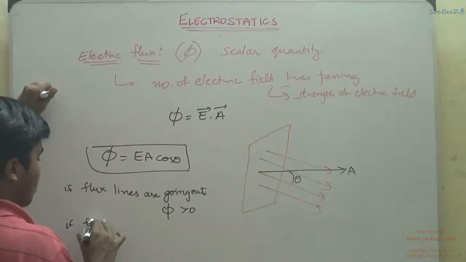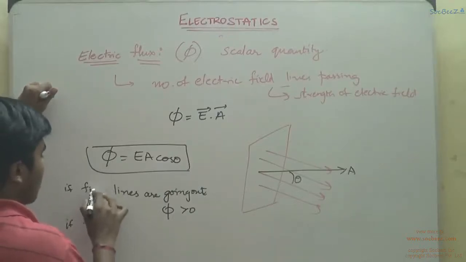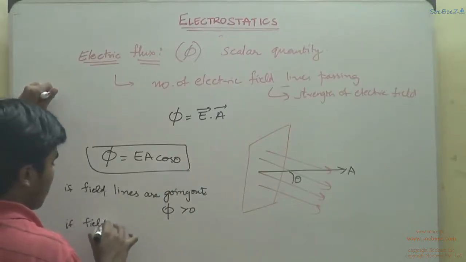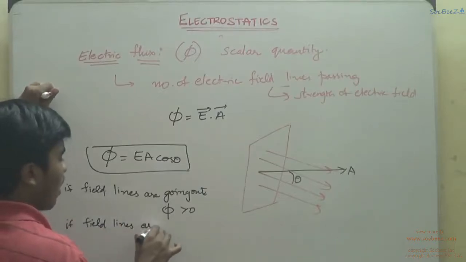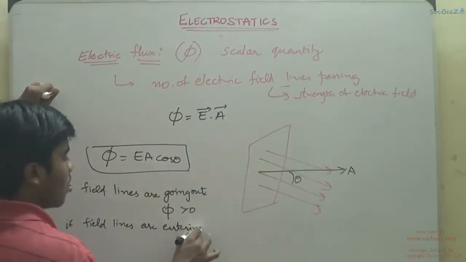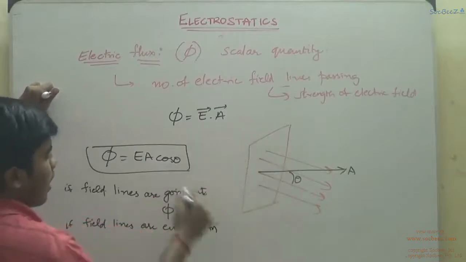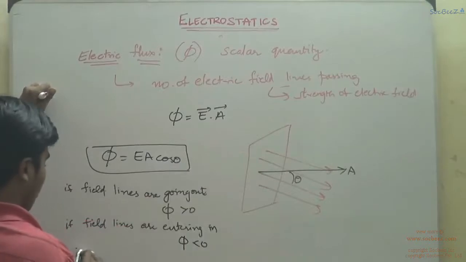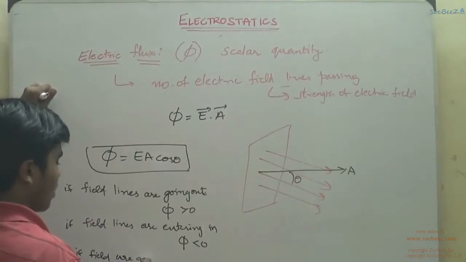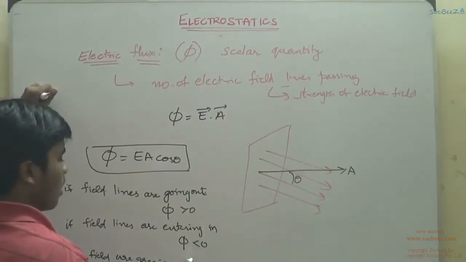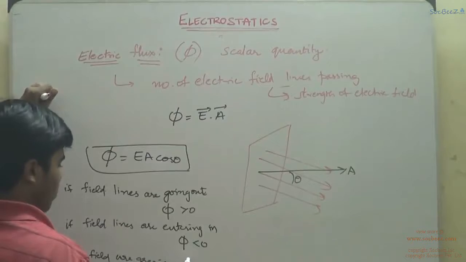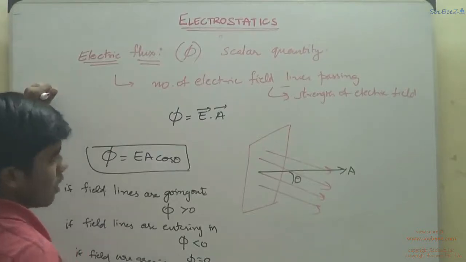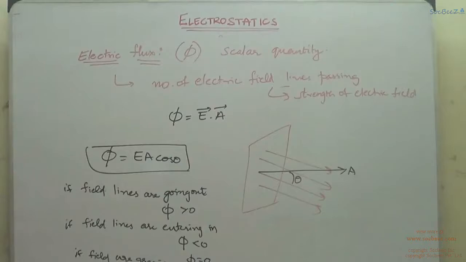If field lines, not flux lines, are coming in, then the angle will be greater than 90 degrees, so cos theta will become negative and the flux will be less than 0. If field lines are grazing, that is the angle is equal to 90 degrees, then we say that phi is equal to 0. Okay. So this is the scenario.